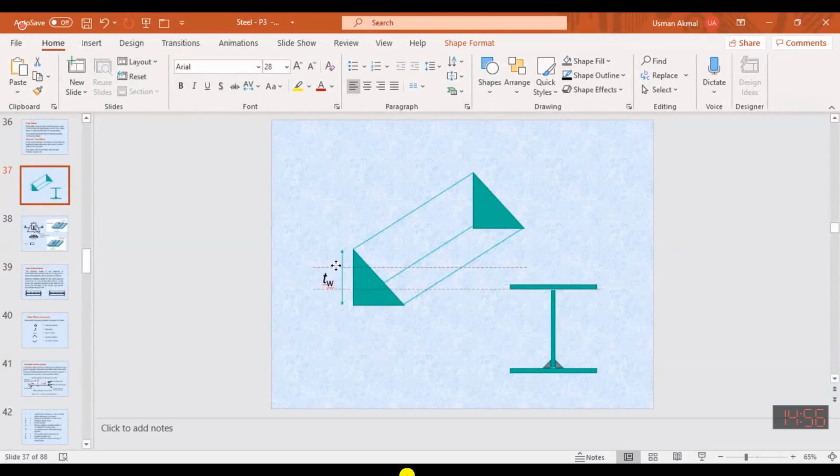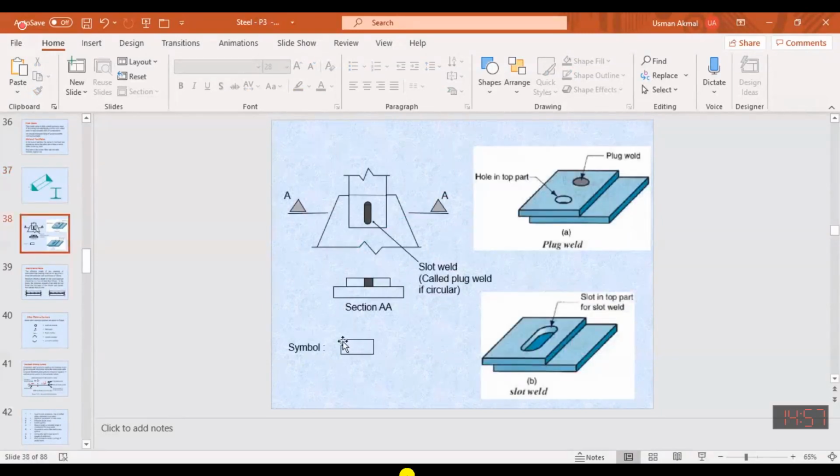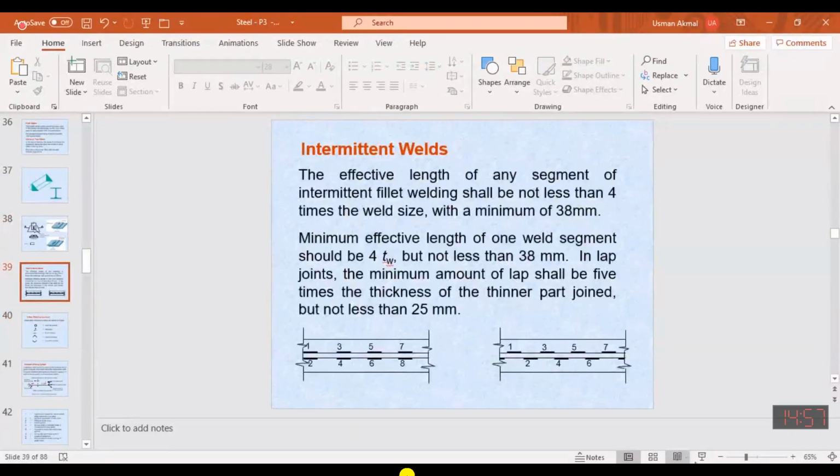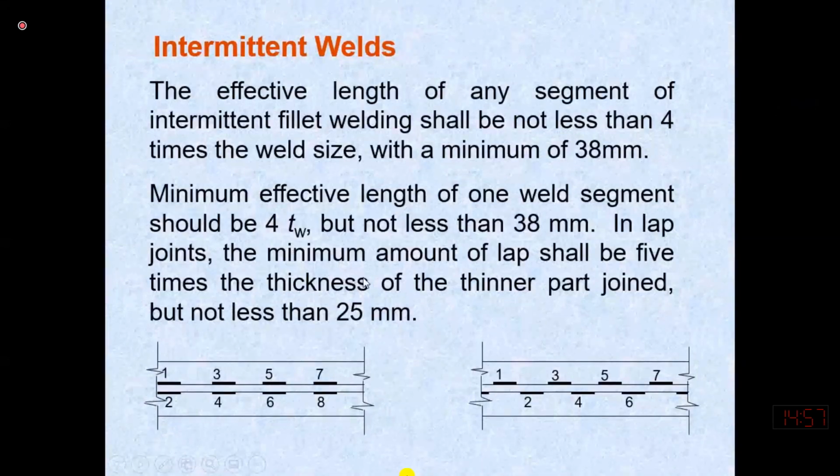So the thickness of the weld is referred to as this one from here, and also the thickness of the weld, this is also the same. So this length should be at least 4 times this thickness of the weld, minimum. Normally it is always more than 4 times the thickness of the weld. So the minimum effective length of one weld segment should be 4 times the thickness of the weld, but should not be less than 38. So 38 or 4 times the thickness of the weld, whichever is the larger.